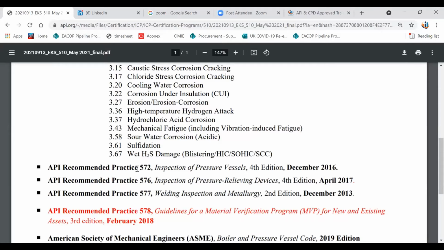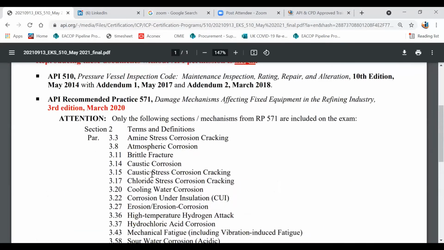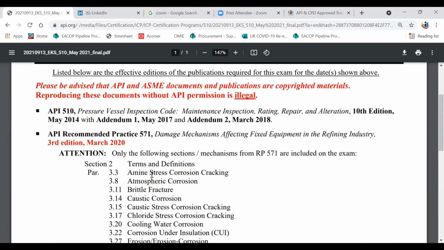Although you see similarity, there is a difference in the purpose of these two documents. So I would always suggest that you go through 572 and then read 510, because that gives you a foundation for what 510 is. Or better, you go to ASME Section 8.